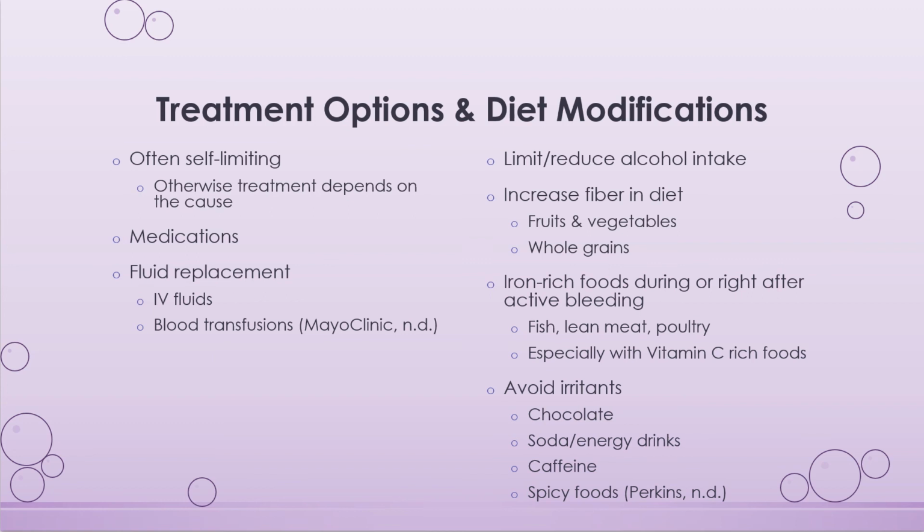And then some other diet modifications include avoiding irritants or things that might make you bleed or make it worse. So some examples of this are chocolate, soda, teas, energy drinks, caffeine, so coffee, or spicy foods can help irritate it as well.